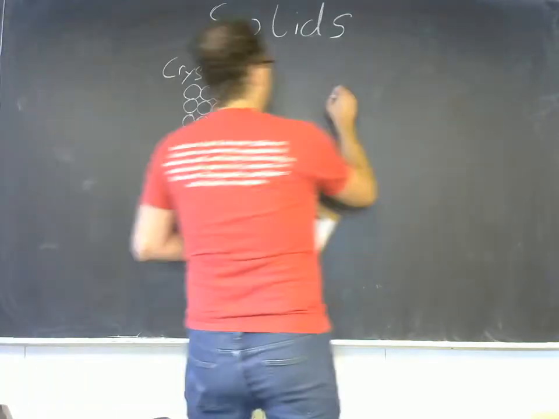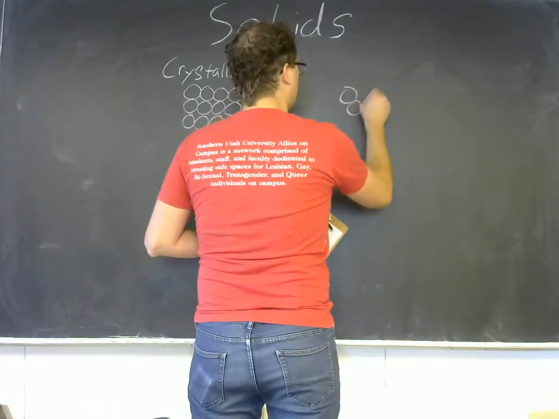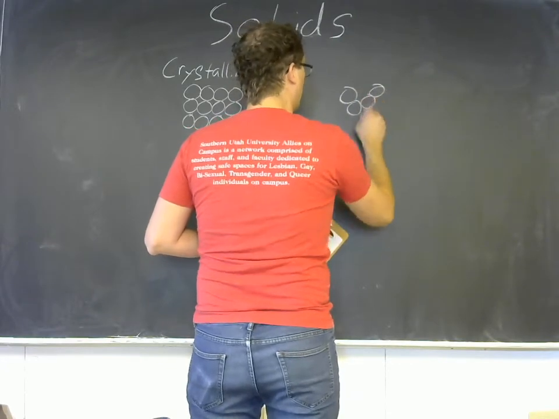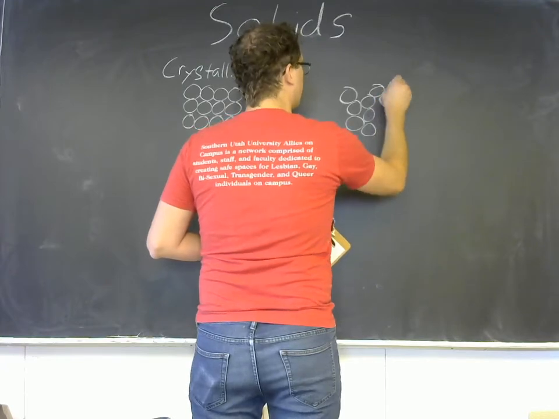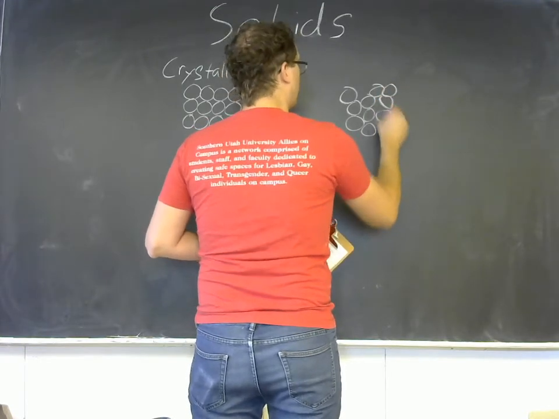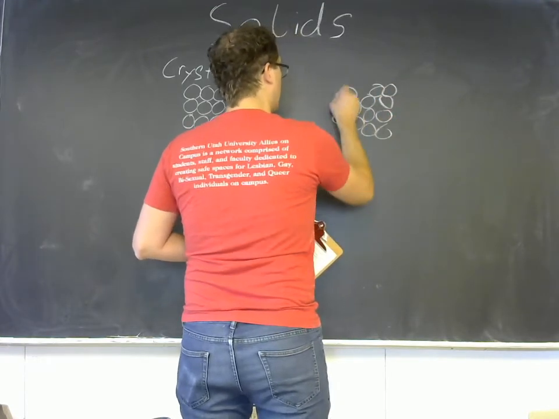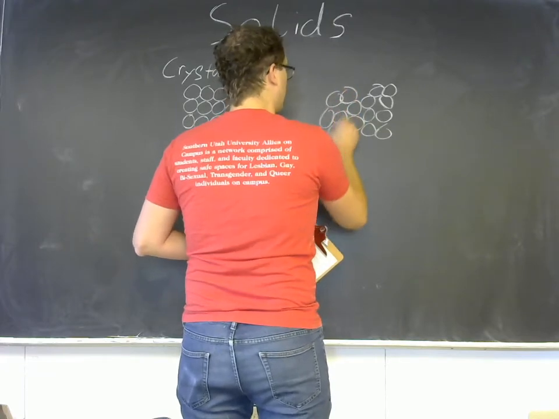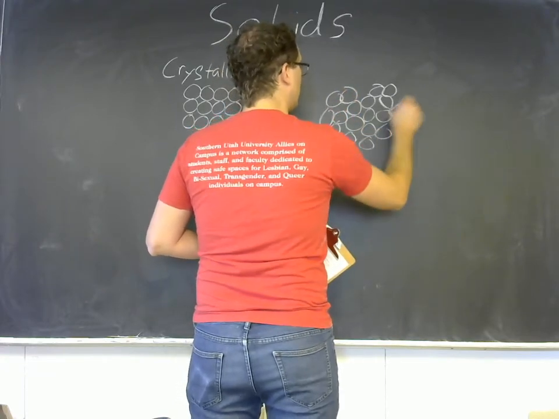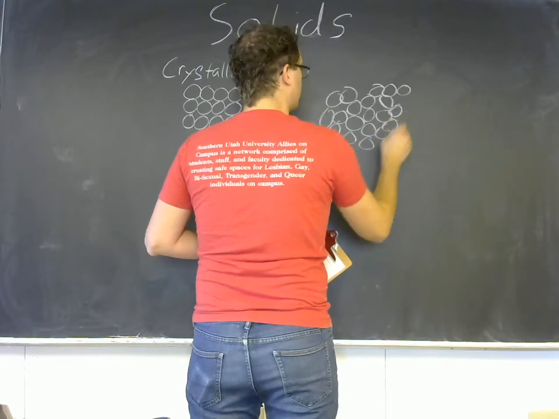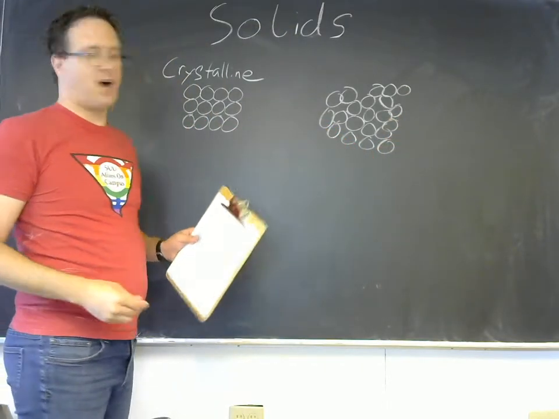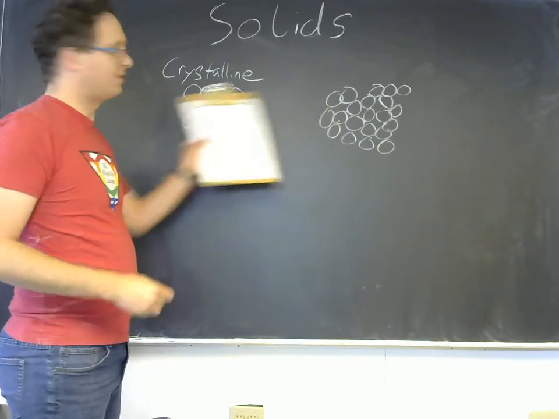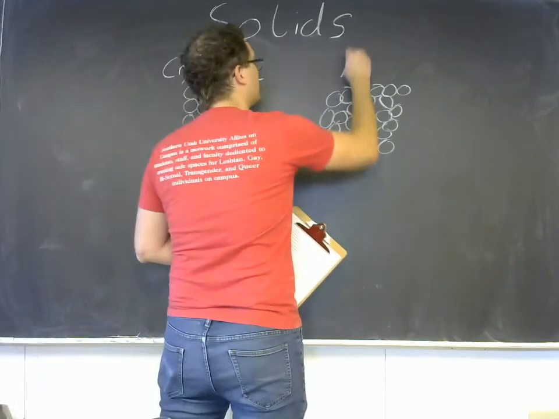And then some other solids will be a lot more chaotic. Sometimes there are gaps and sometimes they're close together. They just sort of exist where they exist. I hope I've done a good enough job of contrasting these two situations. This is an amorphous solid.